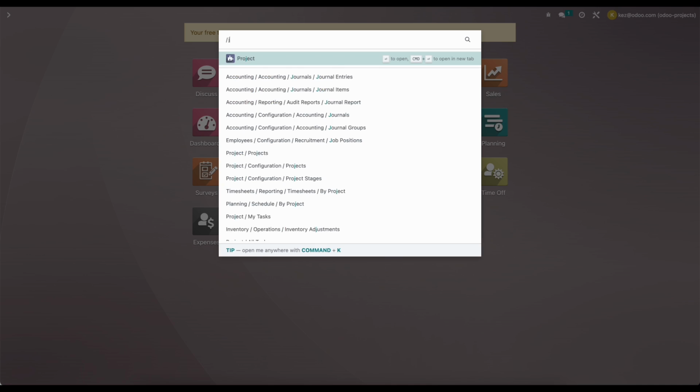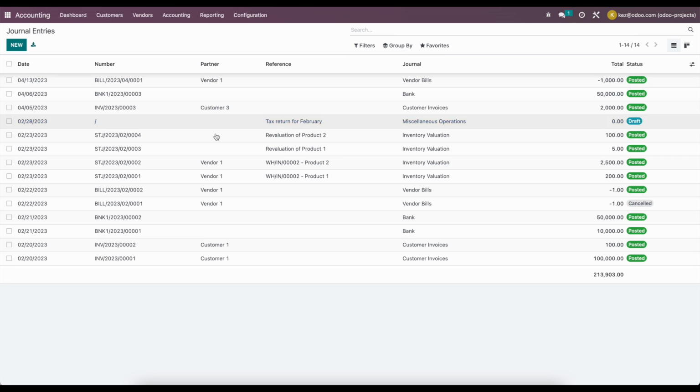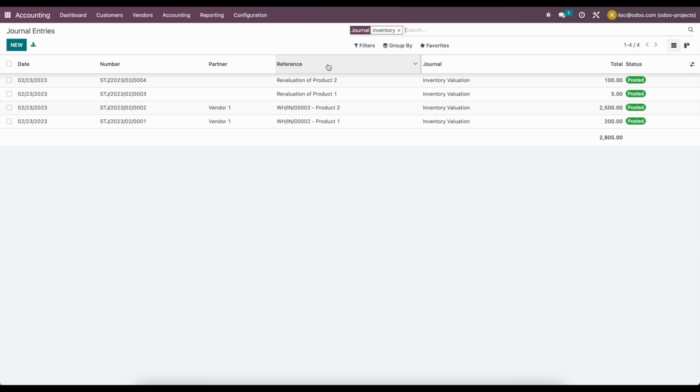Now, finally, let's look at our journal entries. We'll look at all of our journal entries that were created here. We're going to look at our inventory valuation. So let's look at our inventory journal, and we'll see that we did actually purchase these two items recently, but then we revalued them, so product one and product two.